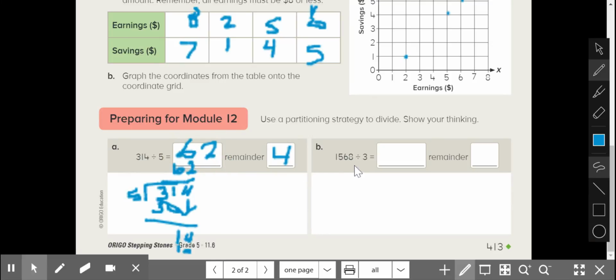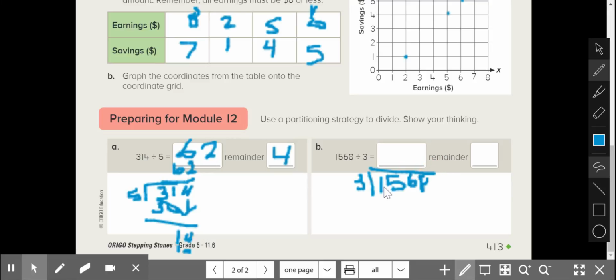The second one, I know that it is also going to have a remainder. So let's find out what our answer is going to be. I'm going to go ahead and use the standard algorithm. I think what I'll do is I'm just going to put it right here. That way I can just write the answer right above it. So we have it set up already.